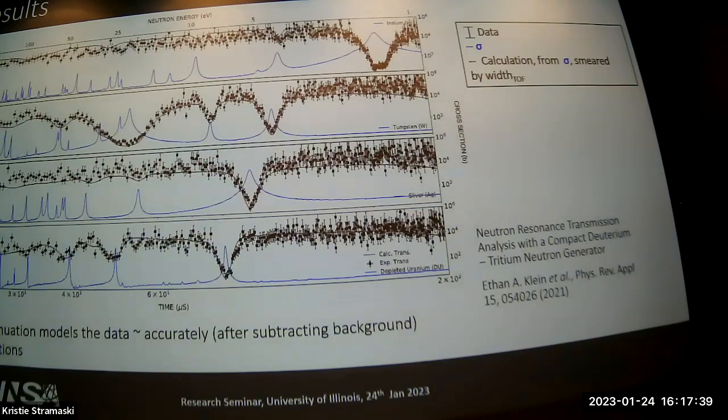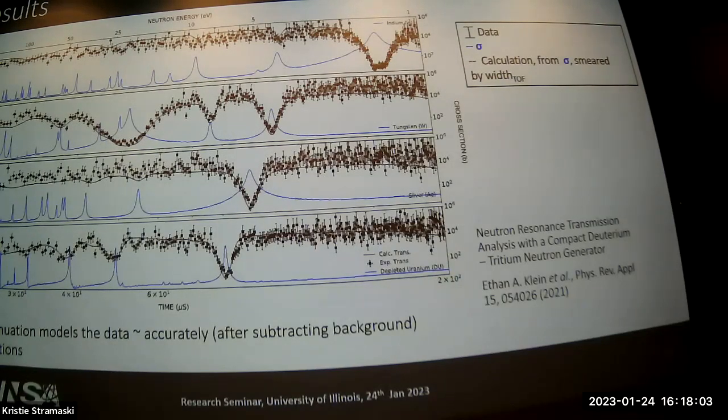So these are the results. It's a pretty simple setup. And we spent some time optimizing it, optimizing the gamma background, what kind of shielding we want, how to get rid of thermals, how to get rid of off-axis epithermal neutrons. But after that, the beam was there, and we got the results.